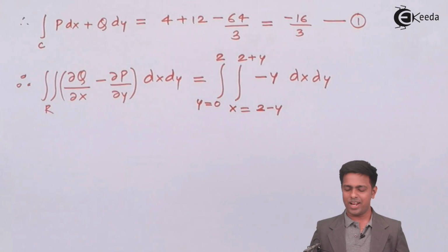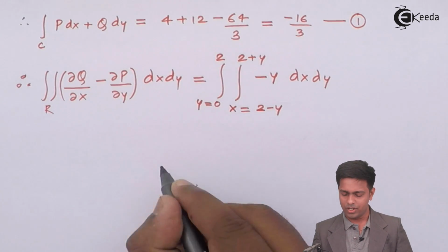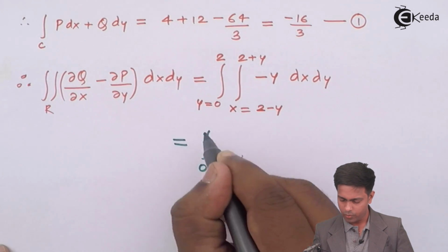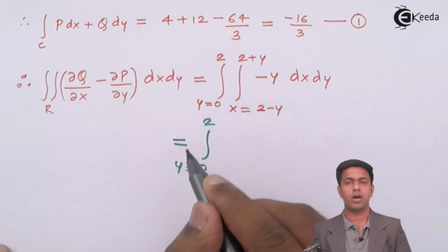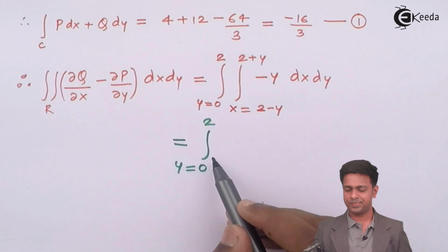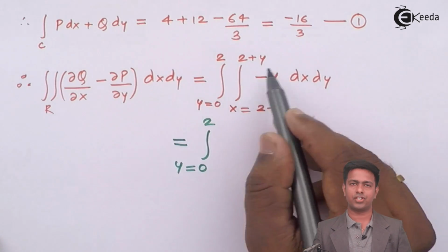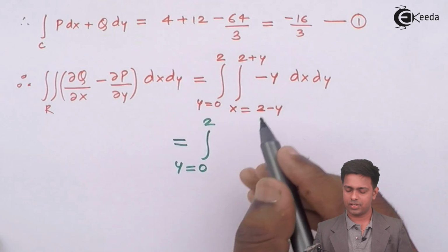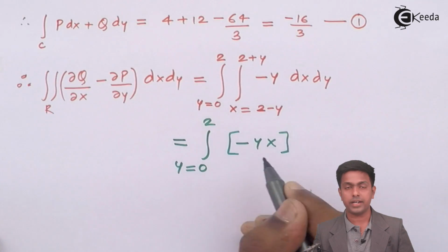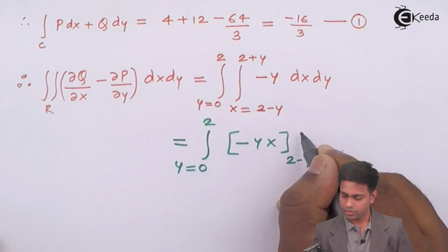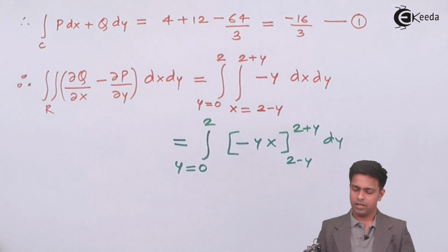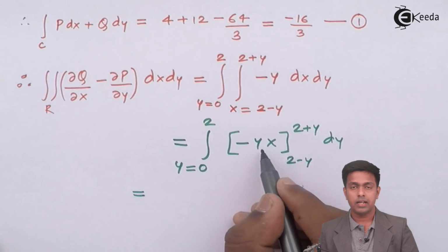Now guys, let's evaluate the integration. So here I'll keep y from 0 to 2 as the outer integration, and now let's integrate this function with respect to x first. So that will become negative y into x, and this limit is from 2 minus y to 2 plus y, into dy. Now let's put the upper limit.